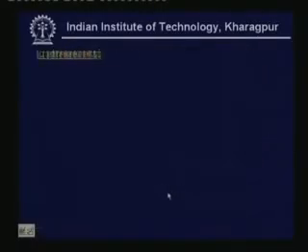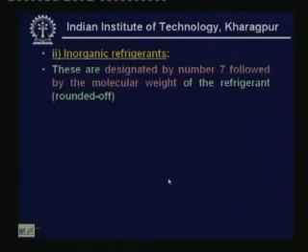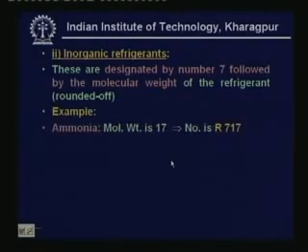Next comes your inorganic refrigerants. These are designated by number 7 followed by the molecular weight of the refrigerant. The molecular weight is rounded off. For example, ammonia has a molecular weight of 17, so its number is R717. The 7 shows that it is an inorganic refrigerant.